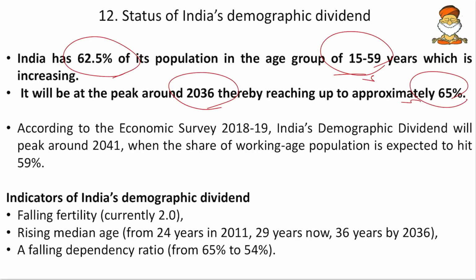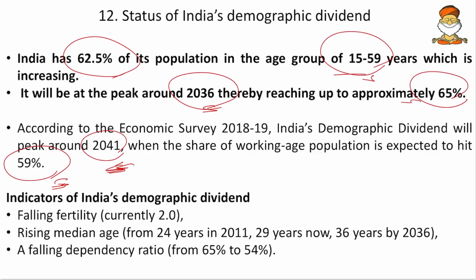And according to the Economic Survey 2018-19, India's demographic dividend will peak around 2041. So 2036 is as per the World Bank and other organizations, and as per the Economic Survey, 2041. But obviously the Economic Survey is Indian, so they will have a somewhat hopeful report. The share of the working age population is expected to hit 59% in 2041.